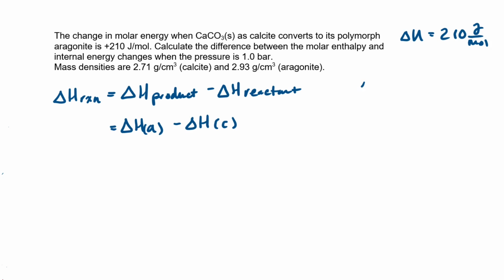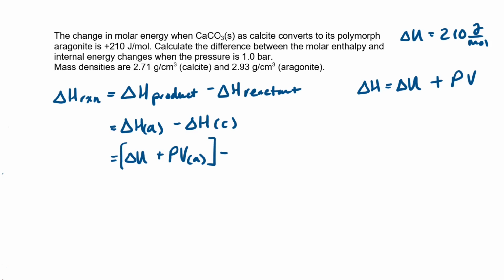Our general equation is change in enthalpy is equal to the change in internal energy plus pressure times volume. So we can substitute that for both aragonite and calcite. Delta H equals delta U plus pressure times the volume of the aragonite, minus, I'll put some brackets around these at first anyways, delta U plus pressure times volume of the calcite.